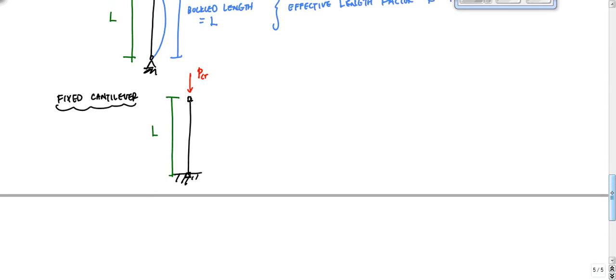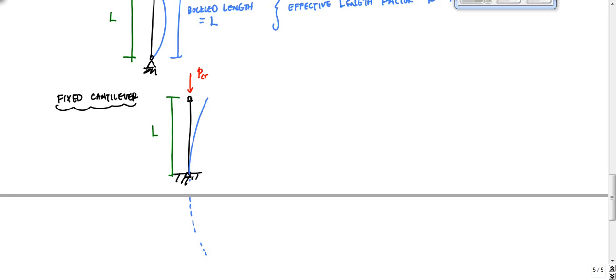I'm going to need some more space. This is not going to be pretty. But my buckled shape, you can imagine, if I fix this right here and I apply the load, it kind of does that. So it goes like this. This is my buckled shape here. I had to complete the curve, if you will, and so really the rest of it would be like this right here.